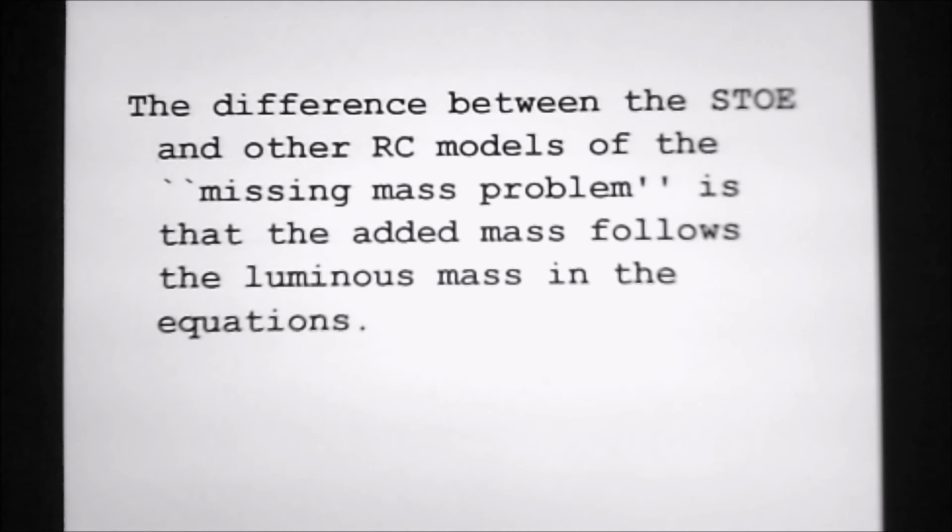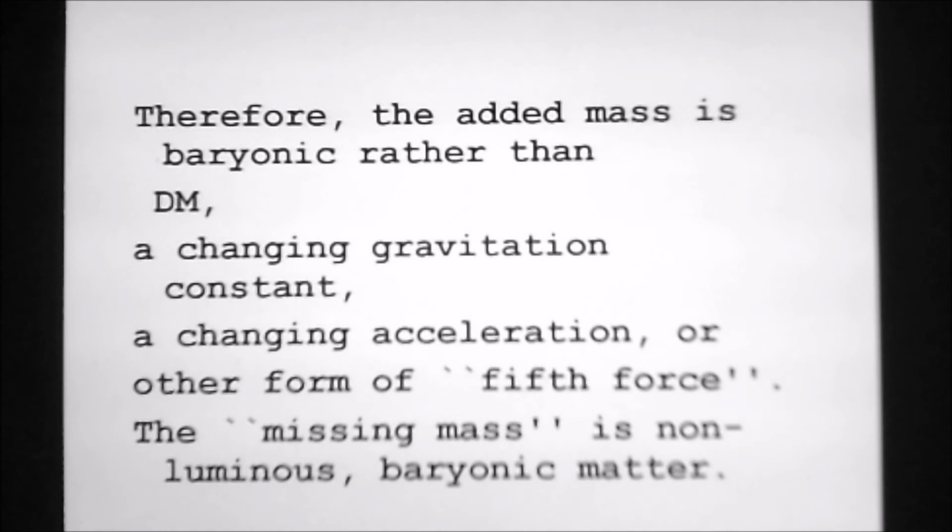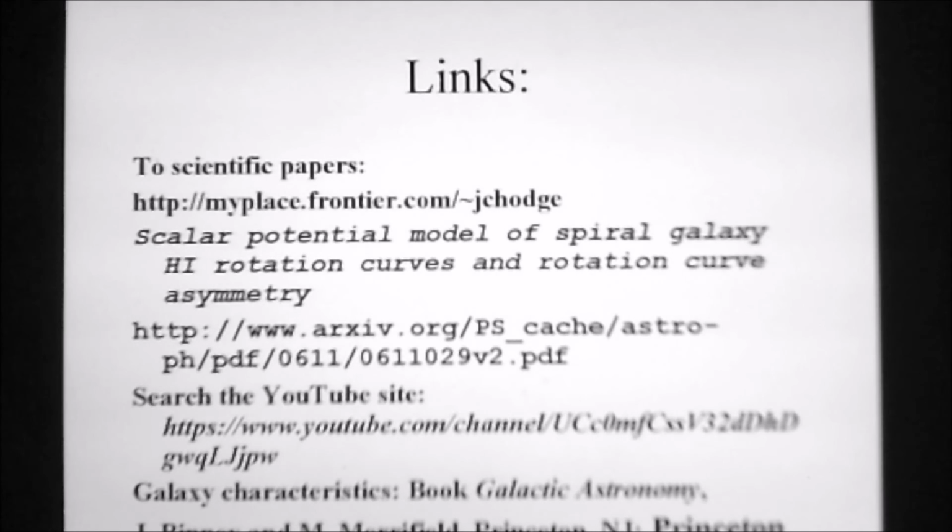The difference between the STOE and other RC models of the missing mass problem is that the added mass follows the luminance mass in the equations. Therefore, the added mass is baryonic rather than dark matter, or a changing gravitational constant, or a changing acceleration, or other form of fifth force. The missing mass is non-luminous baryonic matter. This paper describes the physics involved here.